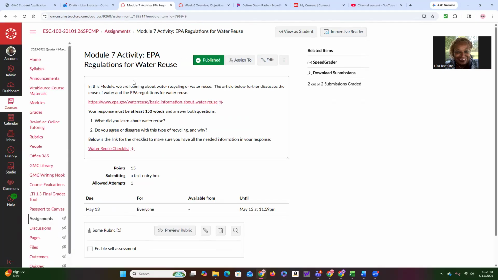The last thing is the Module 7 activity. This is on EPA regulations for water reuse. There's an article that you're going to read, and you are going to respond to the article by writing an essay of at least 150 words. In this essay, you want to tell what you learned about water reuse, and whether you agree or disagree with this type of recycling and why. Those are the questions you want to make sure that you answer. You also want to give an overview of the article and what you've learned from it.